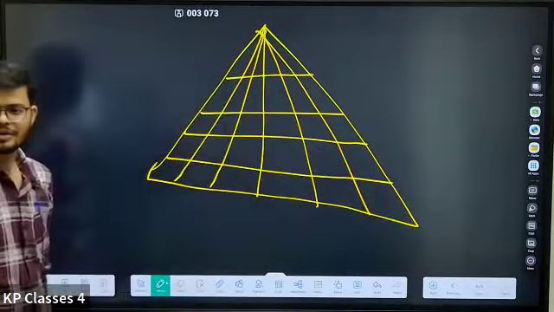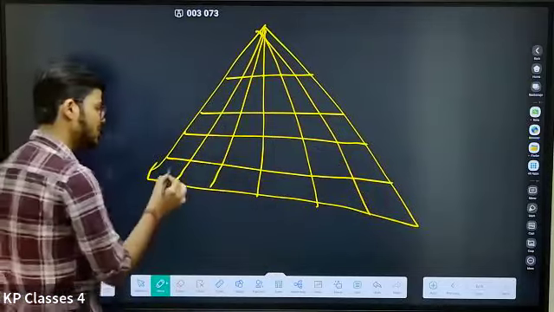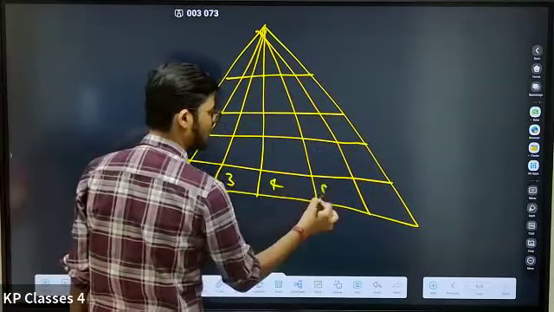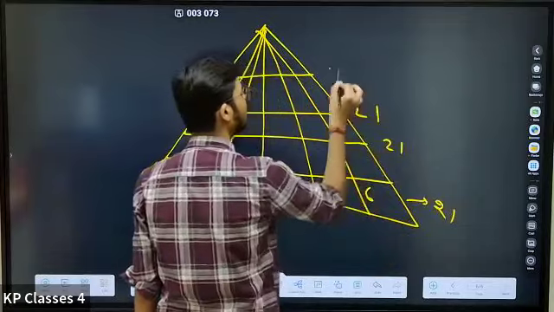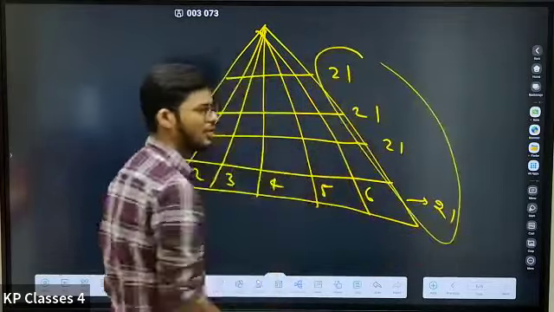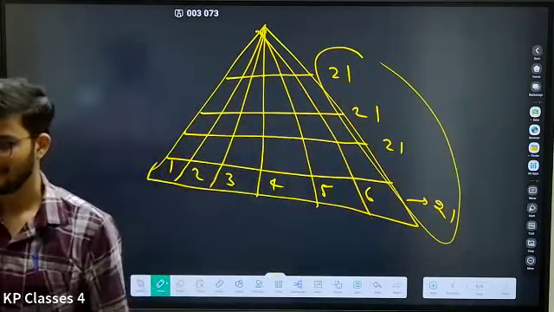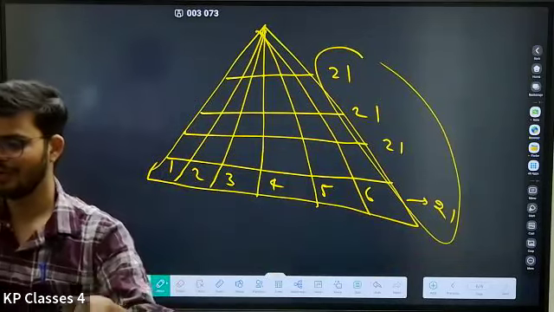How many triangles are there? So it's very easy. 1, 2, 3, 4, 5, 6. Here you'll be getting 21. Here you'll be getting 21, 21, 21. 21 into the number of lines. Right? So that is how we count in the exam.